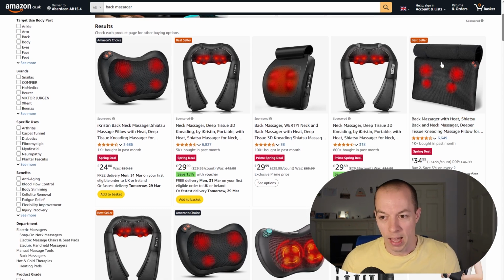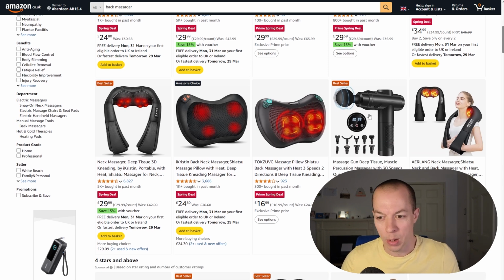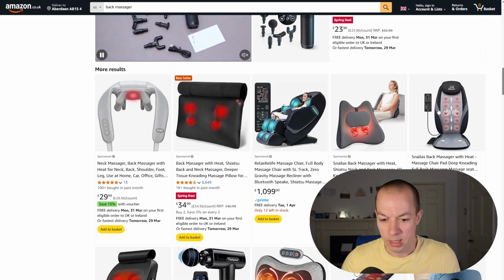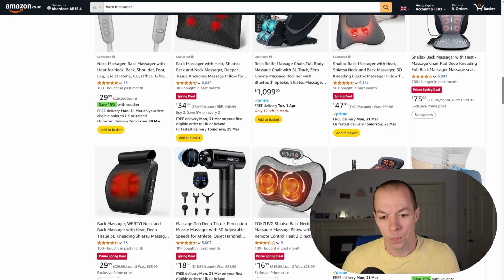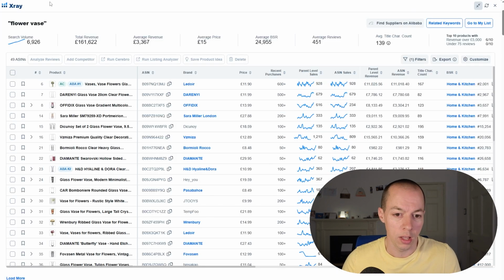So this one here is a back massager. This one here is a neck one. This one here is more of a lower back. This is a gun you can use anywhere on your body. Come down a bit further, and we've got one which is a seat style one, and this one's a pad style one.